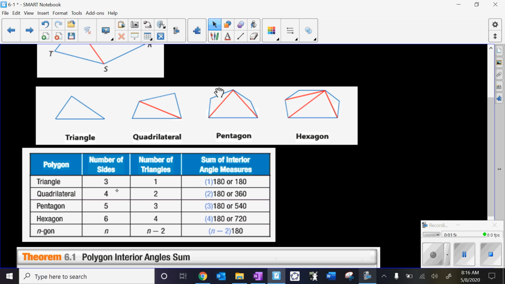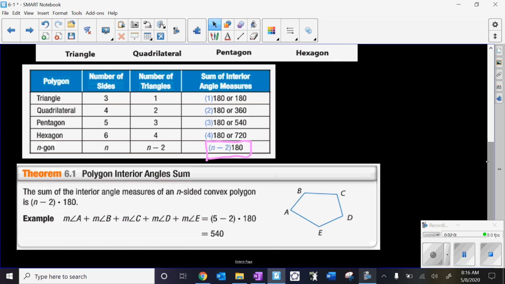The number of triangles is 2 less than the number of sides. So to find the number of triangles, we would take our number of sides and subtract 2. And then to find the sum of the interior, this is the part that you're really going to want to write down. We're going to take n minus 2 times 180, which is what they do here. This is going to be your formula, if you want to say, of how to find the sum of all the interior angles of any polygon.